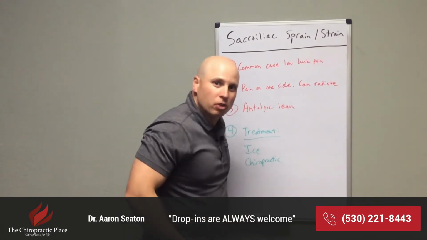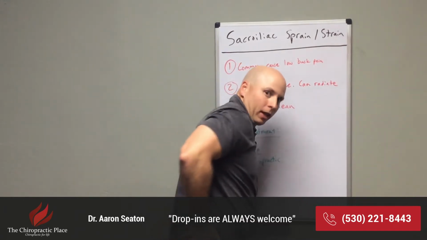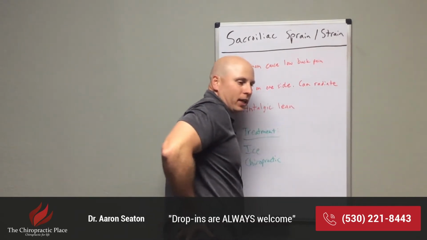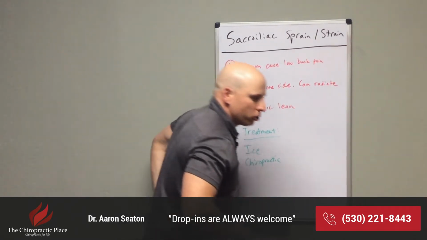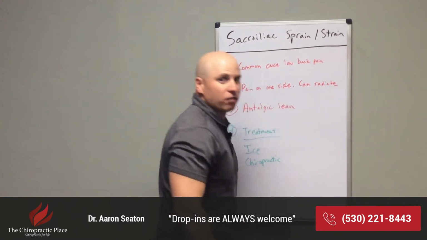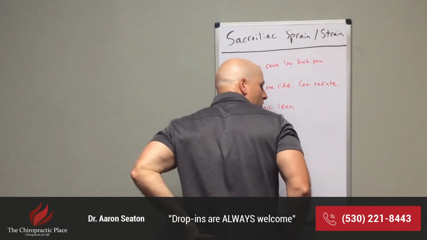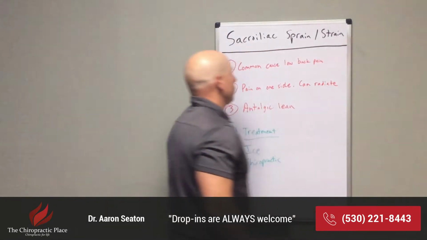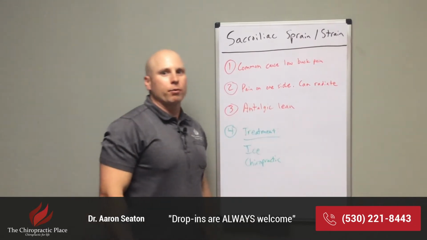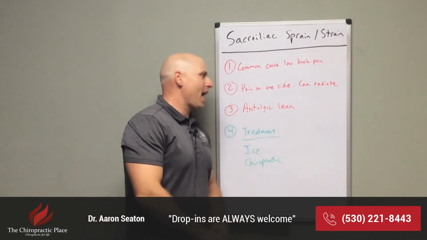So usually the patient will show up kind of holding one side of their pelvis like this, and we see them kind of pushed forward and away from the side of pain. So if you have pain on your left side, it'll kind of push you forward and to the right. So that's what we call an antalgic lean that we see with people who have this kind of injury.